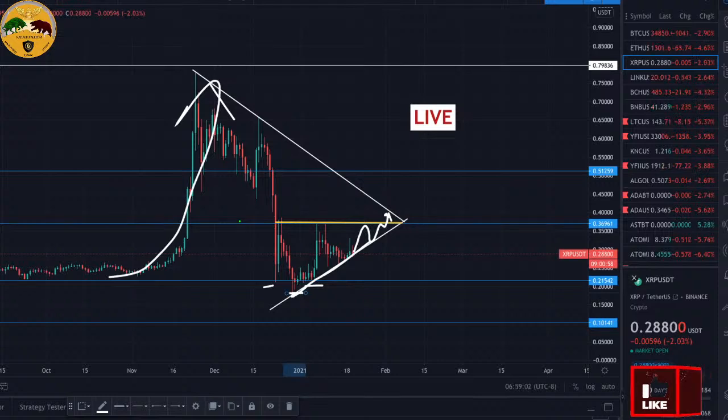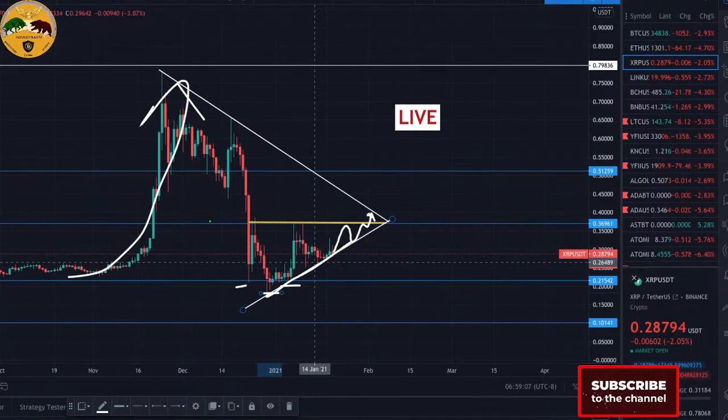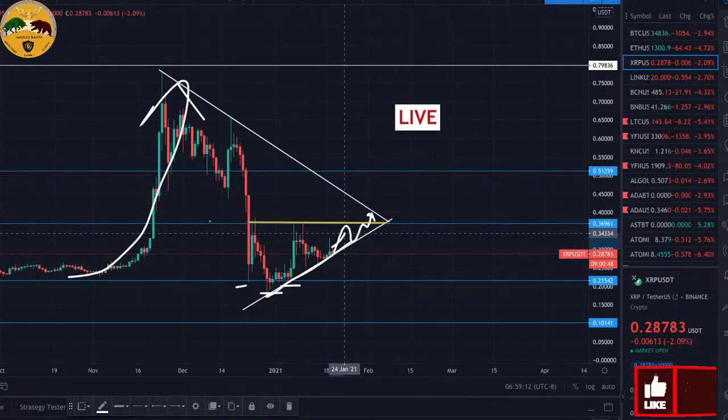So now, after explaining the weekly chart, I'm sure that this daily chart now makes a lot of sense why price is likely going to try to crawl its way up.